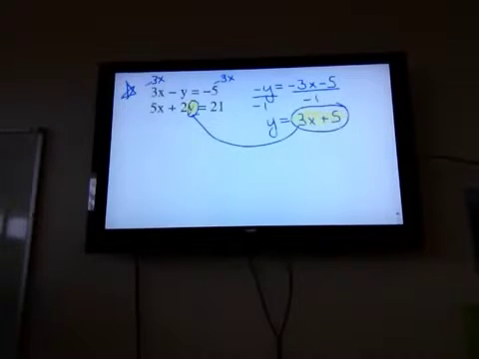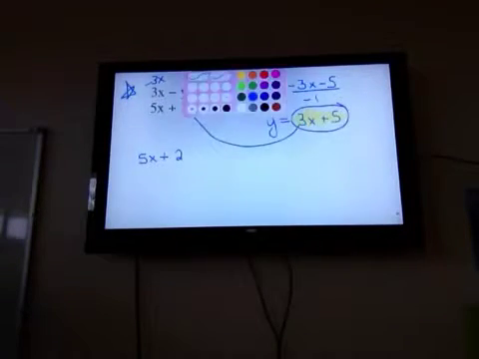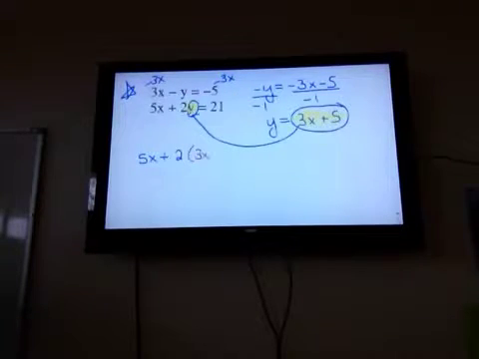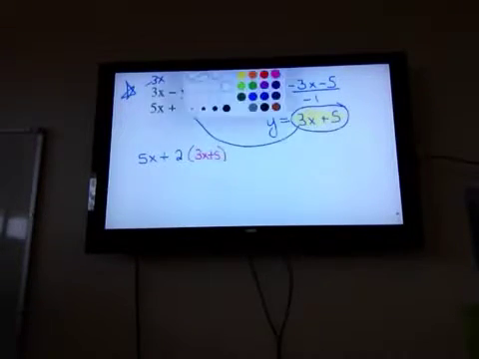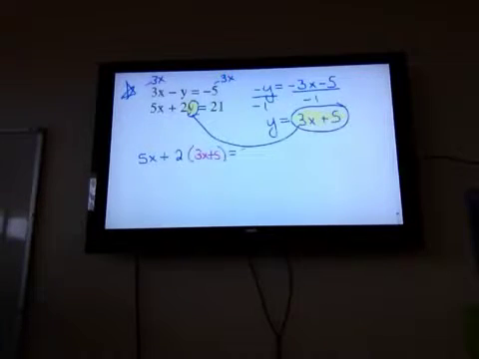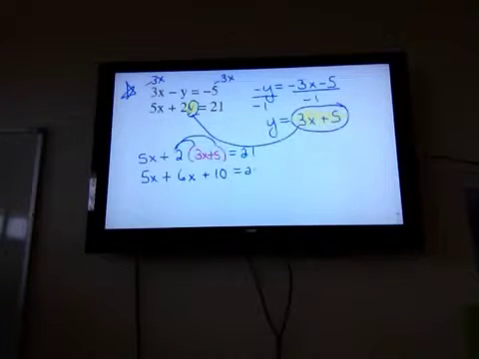So I'm going to make my substitution. So 5x plus 2. Y is coming out of the game. 3x plus 5 goes in the game. Equals 21. So we distribute. Positive 2 times positive 3 is positive 6x. Positive 2 times positive 5 is positive 10. Equals 21.